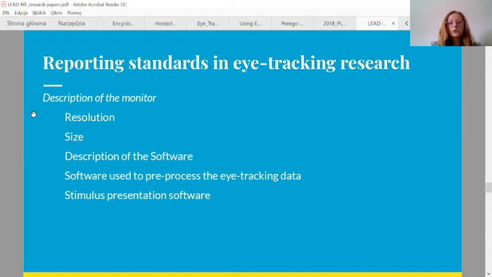And of course, we need to describe the software, because software also affects the results and affects data, even raw data in many cases. The presentation of the stimuli, but also the software used to pre-process the data and then to do statistical analysis. So the more precise you are about what you did, the better, right?